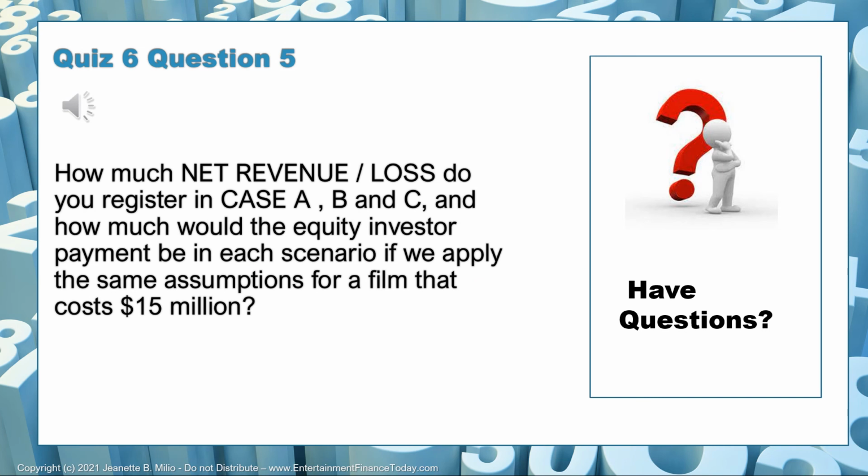And looking at your quiz, you would run the same scenarios, case A, B, and C, but you are changing the costs for the film. While the assumptions are the same, the costs for your film have now increased to $15 million. So how much net revenue or losses will you have and achieve in each of the cases A, B, and C, assuming the same assumptions apply for a film with the budget of $15 million?